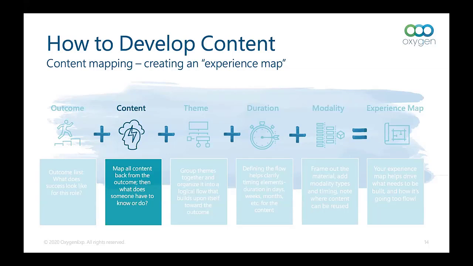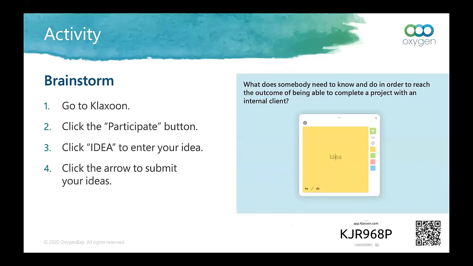So we're gonna run into our next activity. And what we've done is we've actually created an outcome. And this is about the audience that we have right now in this experience. We're gonna let you create some of your own ideas about what you think the content is. What does somebody need to know and do in order to reach this outcome? So Sarah, I'll hand it back over to you.